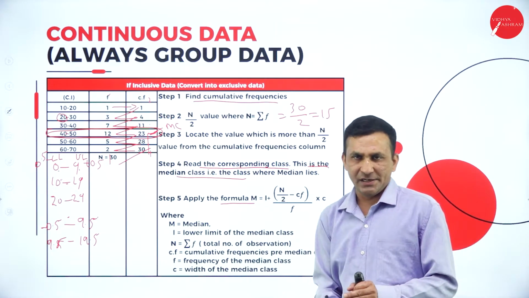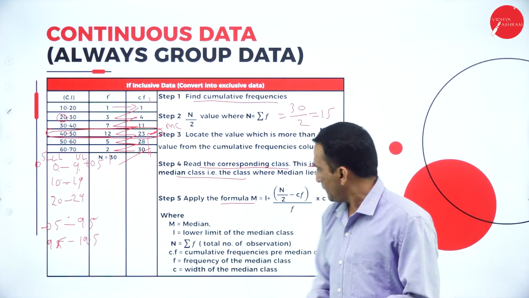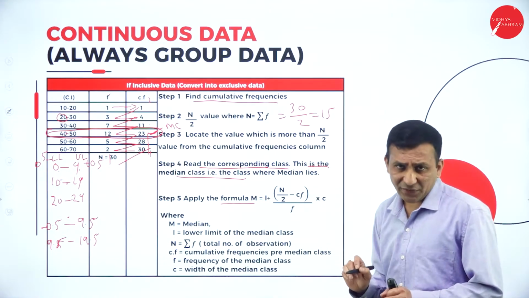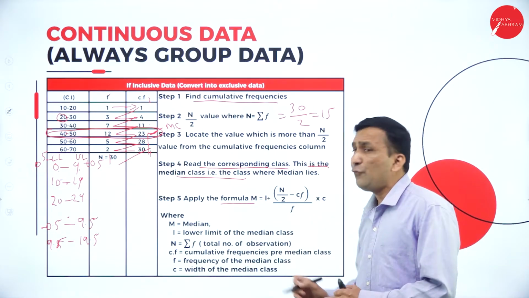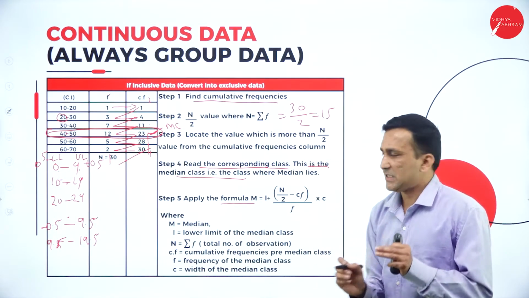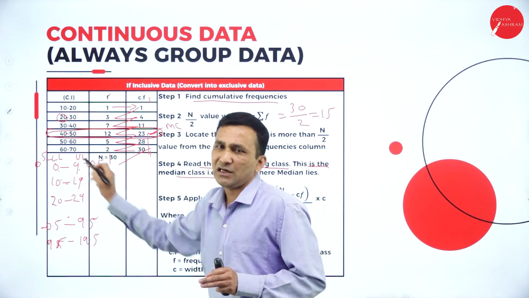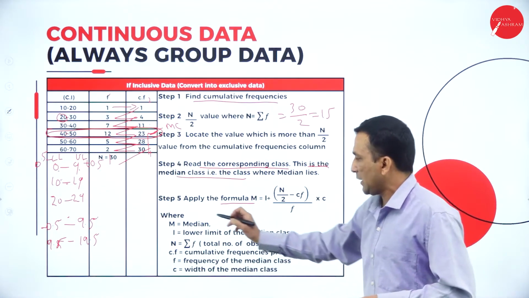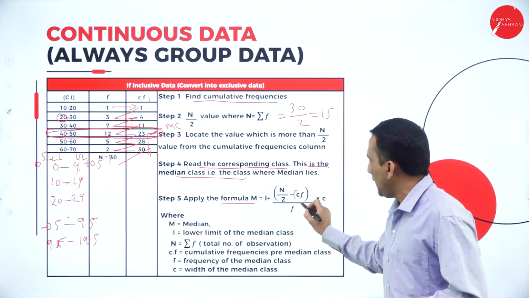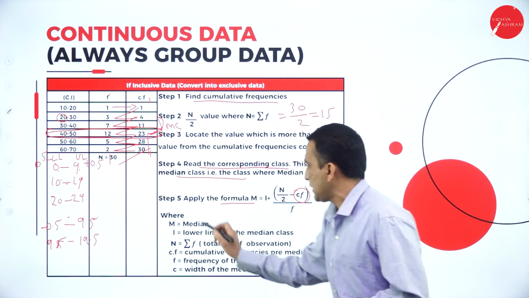Median M is equal to L, where L is the lower limit, plus N by 2 minus CF, where CF is the cumulative frequency, divided by the respective frequency, into the class width. Each class I am getting a 10 difference, so that is the width of the class. Here it is already clearly specified. Now in this case, the cumulative frequency, you need to assume the pre-class. See, one by one.